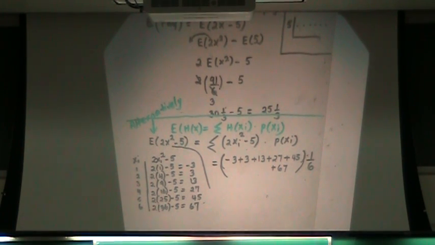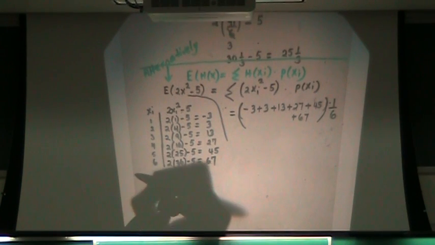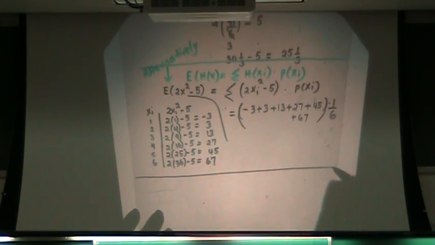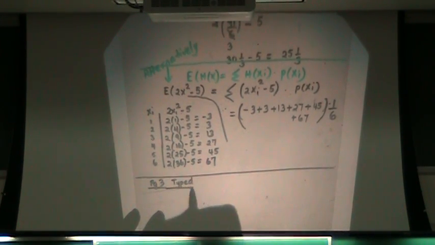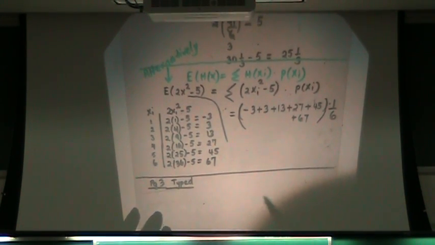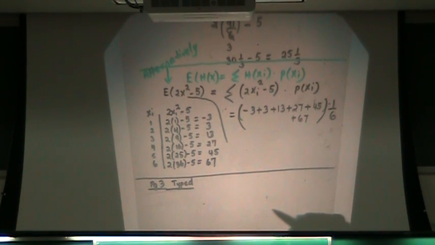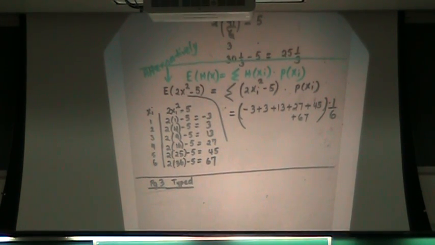Let's go to page 3 in the type notes. The first question says, for the fair die, compute E of X minus 1. Can you go do that right now? Compute E of X minus 1 for the fair die. Go.